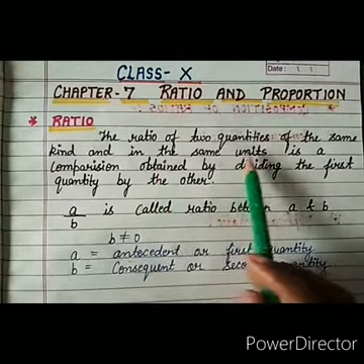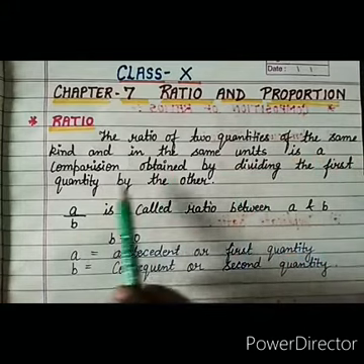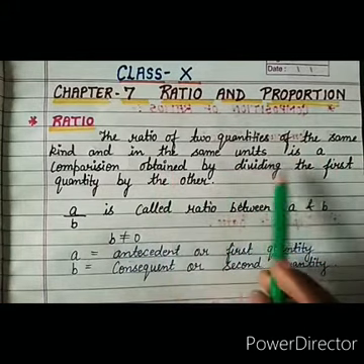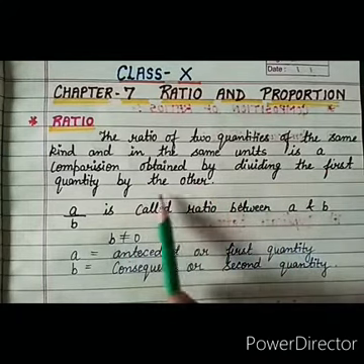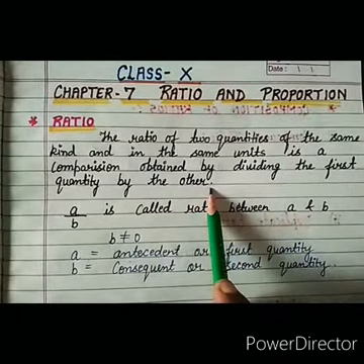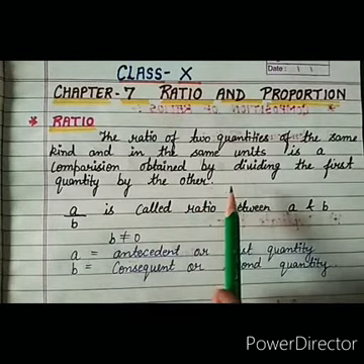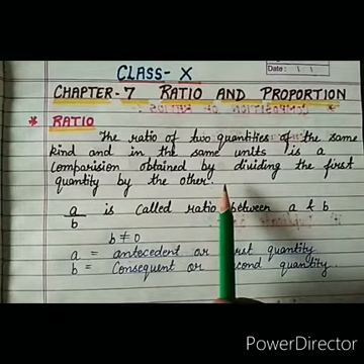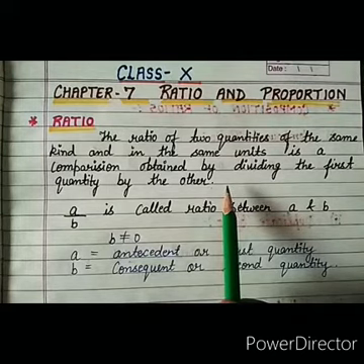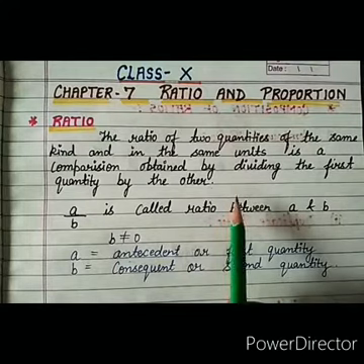So the ratio of two quantities of the same kind and in the same units is a comparison obtained by dividing the first quantity by the other. Meaning, if we want to compare two quantities, then we have to remember that they should be of the same kind and in the same unit. Then when we divide those quantities, whatever we get becomes our ratio.